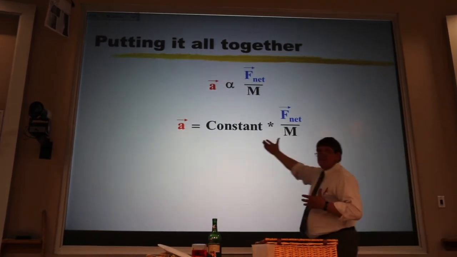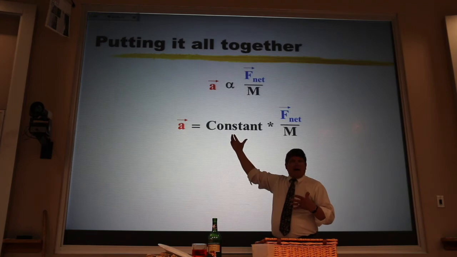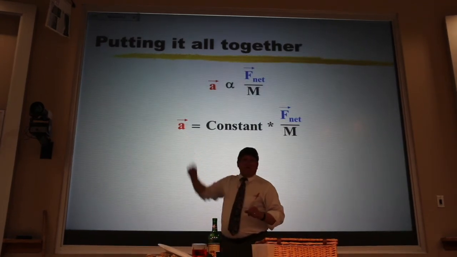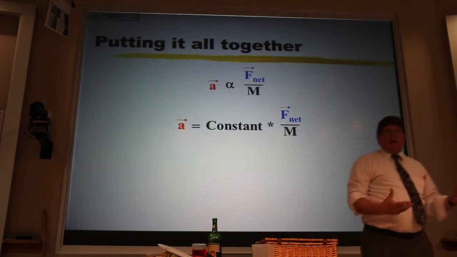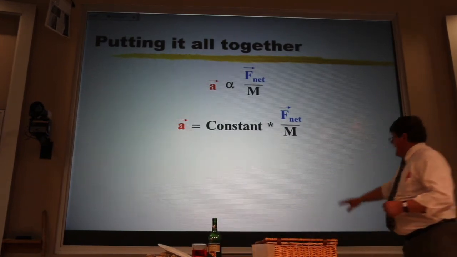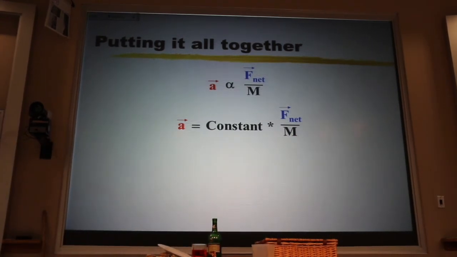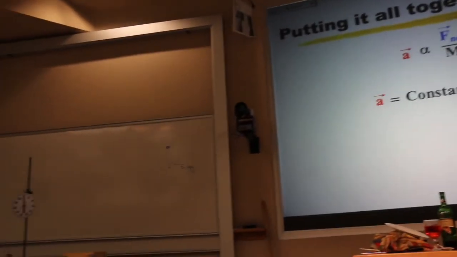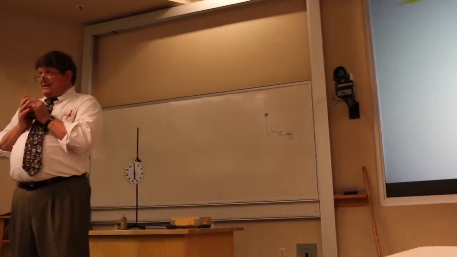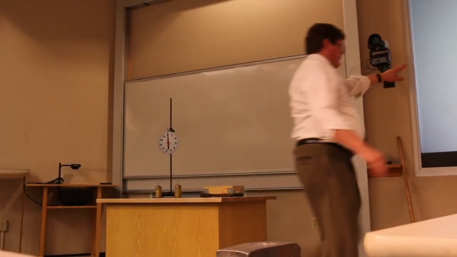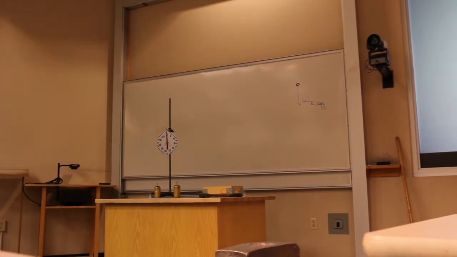Now, the size of that constant depends on which units I'm using. I've already defined my units for acceleration. That's meters per second for each second. It turns out that the units of mass are defined in terms of kilograms, where a gram is the mass of 1 centimeter cubed of water. We'll talk about that down the road a little bit. But that's been fixed. The thing that we can play with here are the units of force.